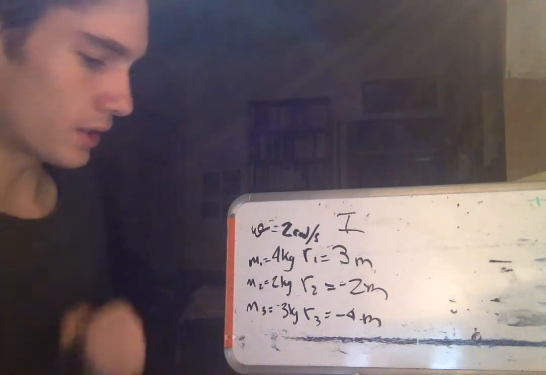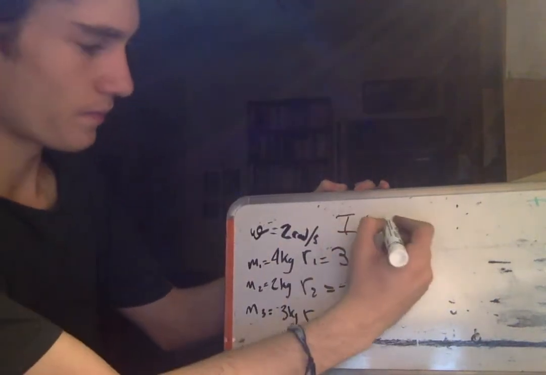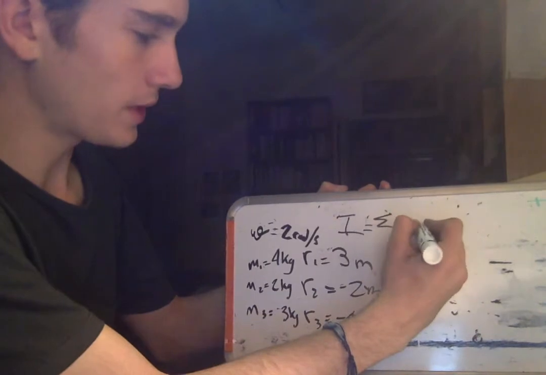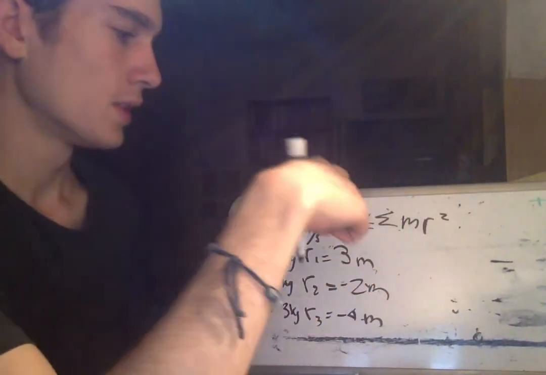we know that the inertia equals the sum of the mass times the radius squared. All right. So this is the inertia right here.